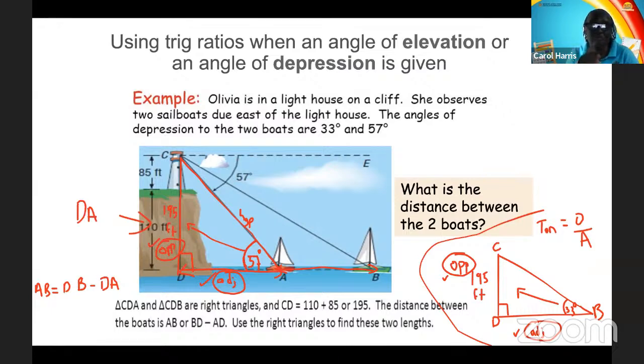If, however, Abriana then asked me to find how far is ship A from Olivia, what do you think I'd have to use? Could I use the tan that time? No, miss, you use the cosine. Sure. Do I have the side adjacent or do I have the side opposite?